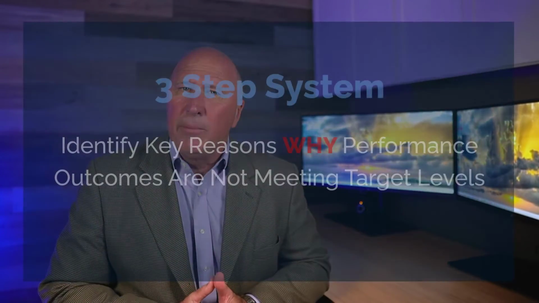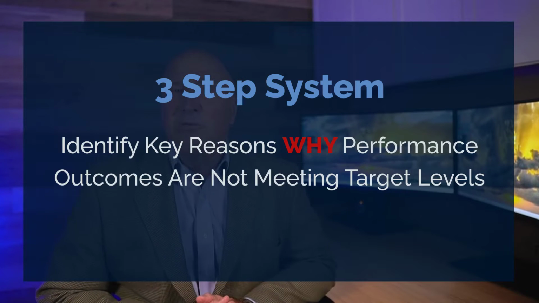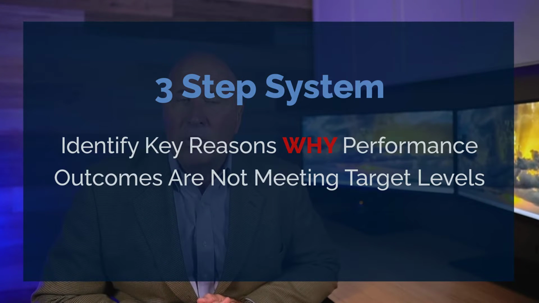As a leader, are you struggling to achieve the results you're accountable for and are frustrated with traditional process improvement systems that are way too complicated, take too long, and do not improve performance quickly? In this video, I'm going to share with you a simple 3-step system to help you quickly identify the key reasons why a performance outcome you're responsible for is not meeting required target levels.